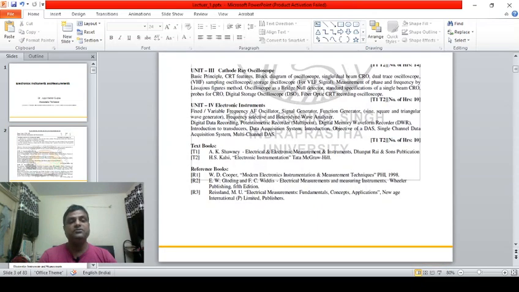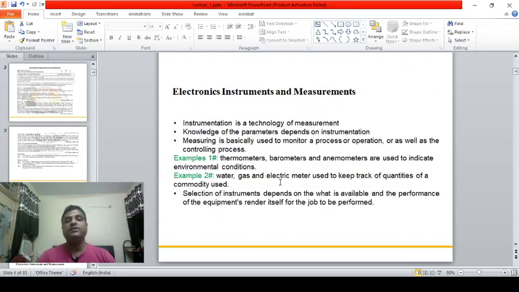We already know that unit 1 is all about instrumentation. So what is electronic instrumentation? Basically, instrumentation is a technology of measurement. How a measurement is performed, because measurement is actually a science. It is a very big science in itself. And measurement depends upon the knowledge of the parameters. This depends on the instrumentation.